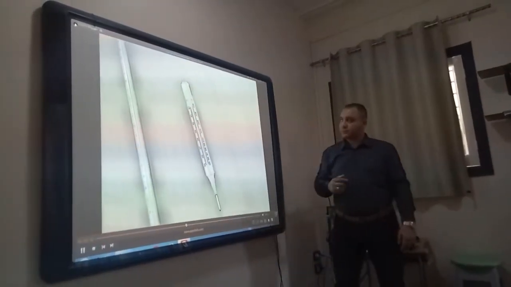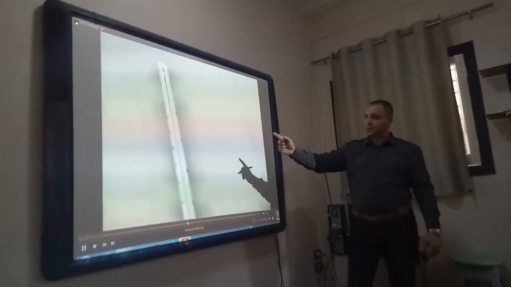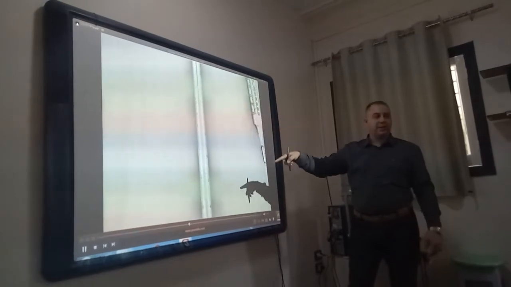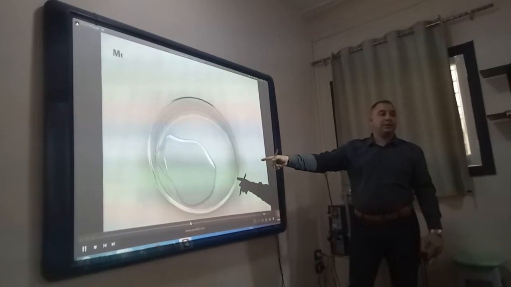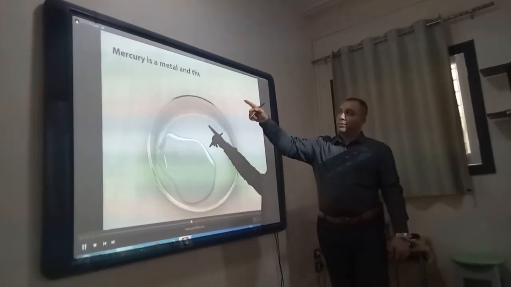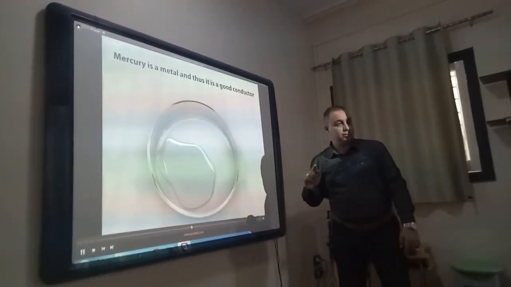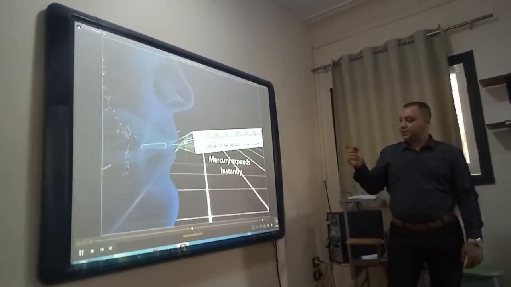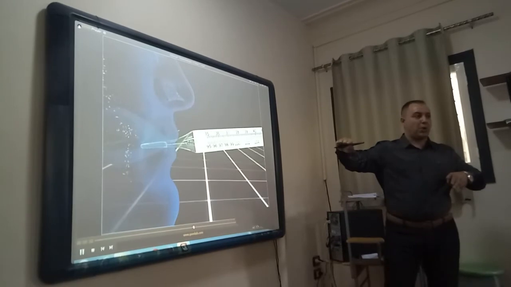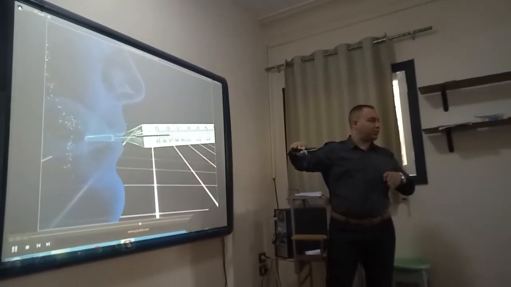Why is mercury used in a clinical thermometer, as well as in other thermometers? First, mercury is a metal and a good conductor of heat. It starts to expand instantly, because it is the only liquid metal which is a good conductor of heat. It can be seen as a rising thread of mercury.